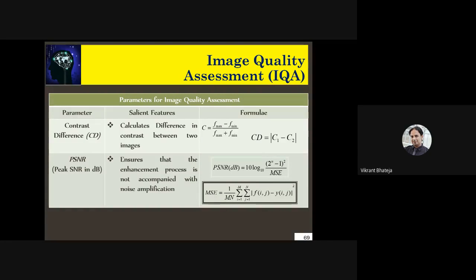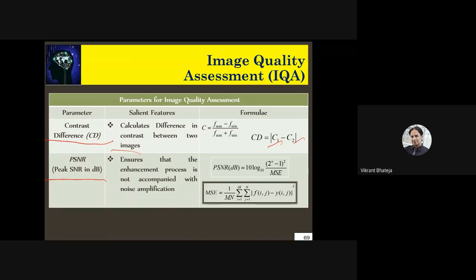There could be n number of image quality parameters available, but the two standard parameters that we are taking right now are, number one, the contrast difference parameter, and number two, the peak signal to noise ratio component. In one, you are taking the difference in contrast between the two images. That is, you are taking the contrast of the first image, the contrast of the second image, and subtracting the two to get the contrast difference. So if you have a better value, that means the contrast is improved.